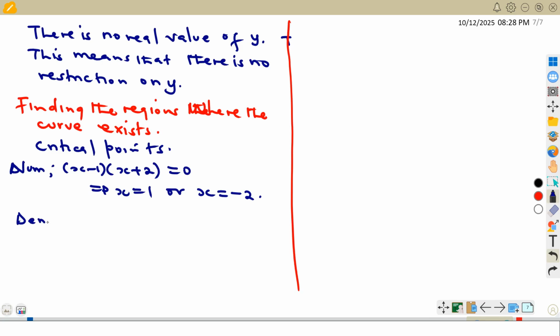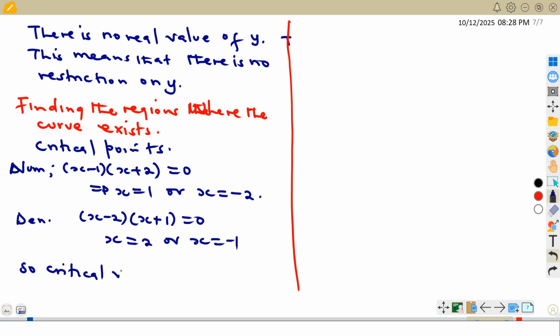Then we equate also the denominator to 0. And when we equate the denominator to 0, the denominator was x minus 2 into x plus 1. So we also equate this to 0. So when you equate this to 0, you will have your x as 2 or your x as negative 1. So after getting that, it means your critical values or critical points will be, now try to arrange them in the order starting with the smallest. So the smallest is negative 2. We shall have negative 1. We shall have 1 and then 2. So these are our critical values.